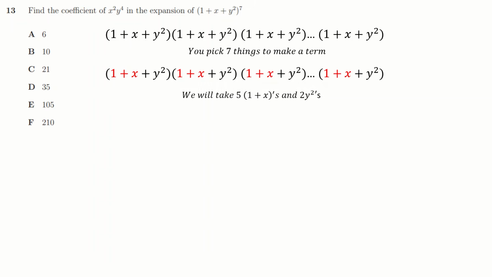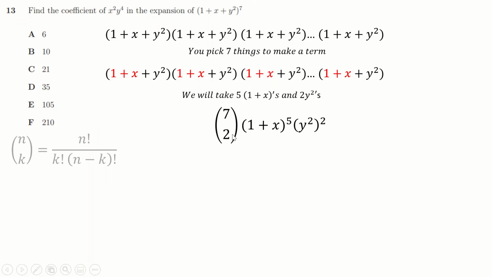Now there are of course 7 choose 5 ways of doing that, or 7 choose 2, but that's actually the same thing, and maybe our working will tell you why. But I need to take 7 choose 2 or 7 choose 5 of these, which of course means that to the power 5, and 2 of these. And that clearly is going to be the y to the 4 term. I'll deal with this in a second.